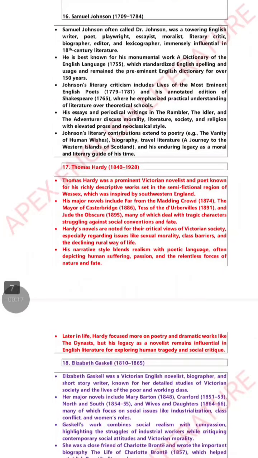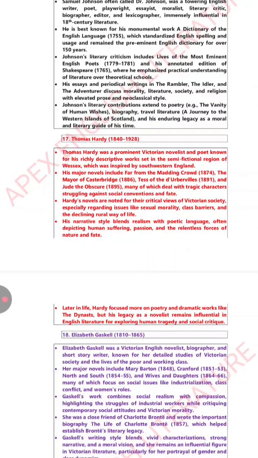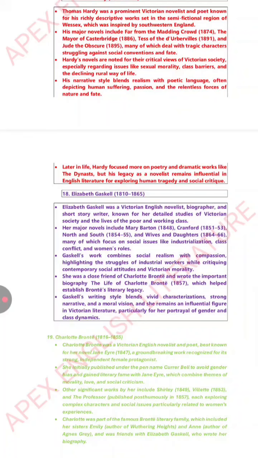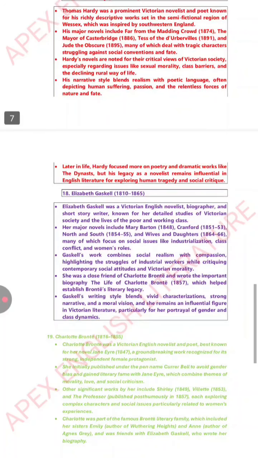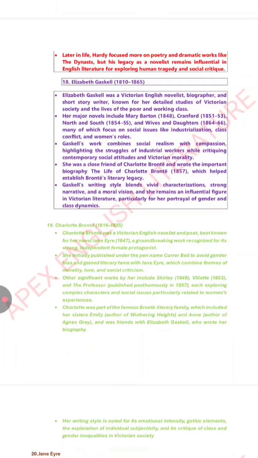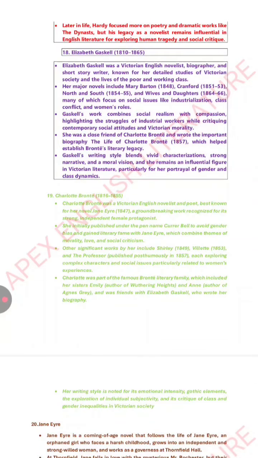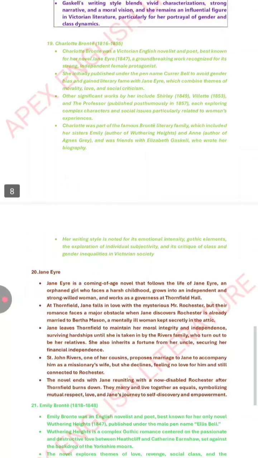Thomas Hardy, who wrote novels like Far from the Madding Crowd, The Mayor of Casterbridge, Tales of the Urbervilles, Jude the Obscure. Elizabeth Gaskell, Mary Barton, Wives and Daughters, North and South. Charlotte Bronte, who has written Jane Eyre, Shirley, Villette, and The Professor.